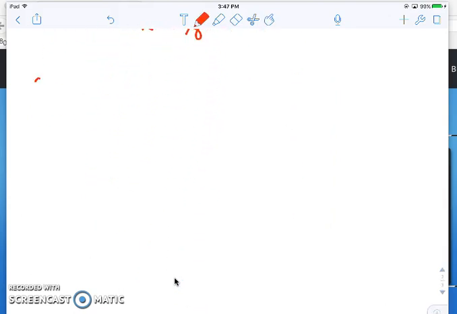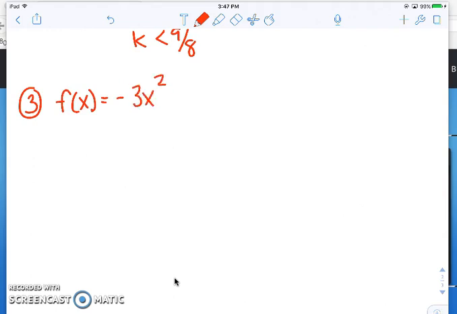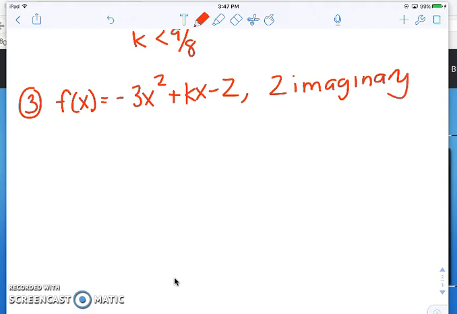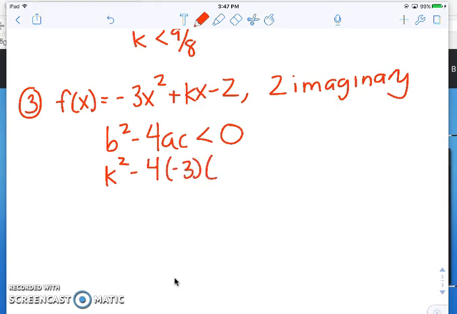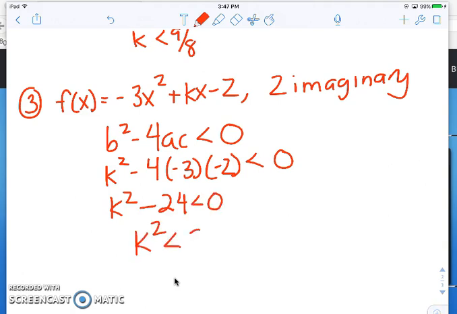Now the last one, this one might be the trickiest. Let's say we have f of x equals negative 3x squared plus kx minus 2, and you want it to have two imaginary solutions. So imaginary, b squared minus 4ac, has to be less than 0. So we have k squared minus 4 times negative 3 times negative 2 has to be less than 0. So k squared, that would be minus 24 is less than 0. k squared is less than 24.